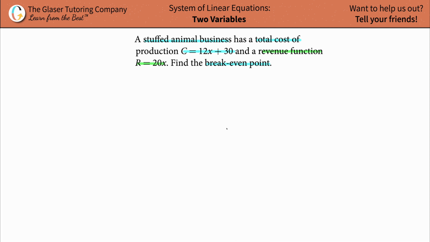But anyway, find the break-even point. Now, a break-even point is no loss, no gain, right? If somebody's breaking even in their business, that means that they have no gain, which means that they didn't make any money, but they didn't lose any money as well. So no loss and no gain.